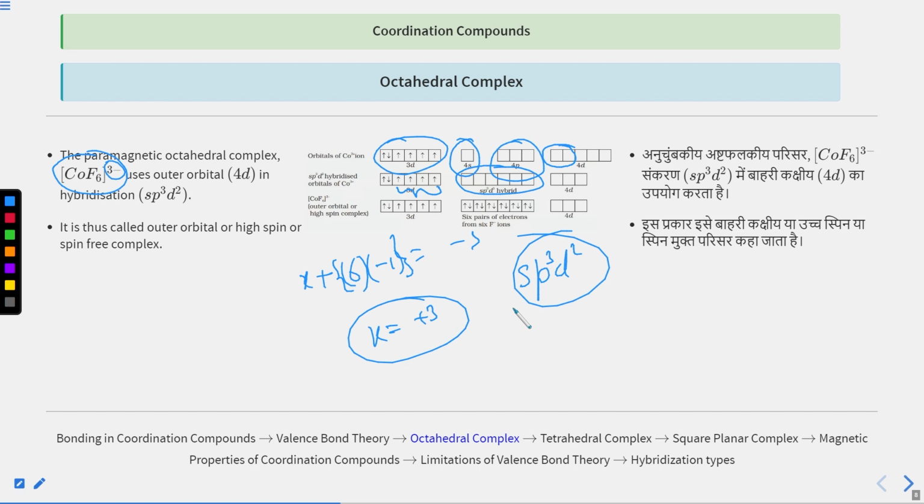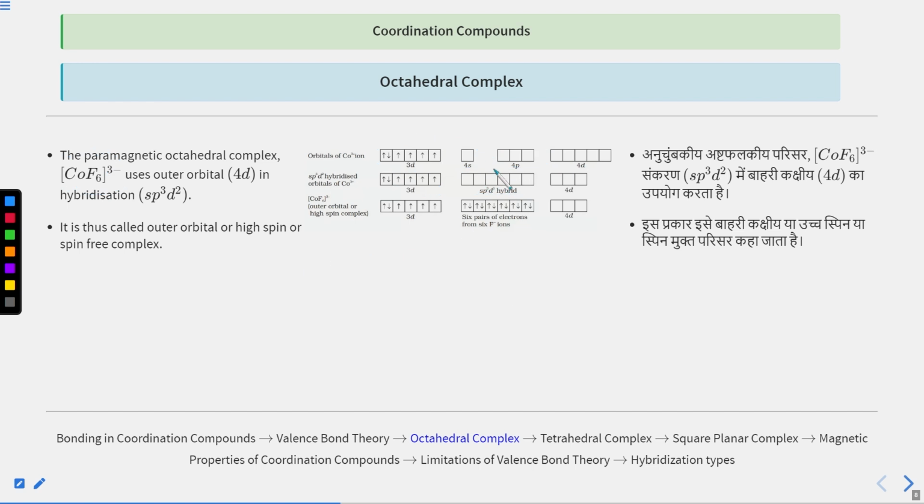Now, next. 6 p orbitals are available, and these will be filled up by the fluorine. One fluorine F minus will donate a pair of electrons. Similarly, 6 F will donate 6 pairs of electrons, and this will result in an outer orbital complex, high spin complex, or spin free complex. So the two sets are mainly named inner orbital complexes and outer orbital complexes. In inner orbital complexes, (n-1)d, ns, and np are involved, whereas in outer orbital complexes, ns, np, and nd are involved.